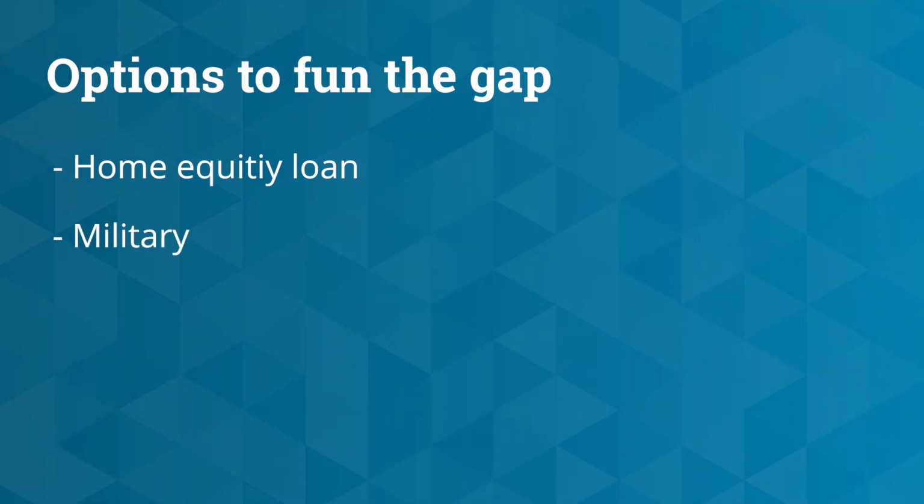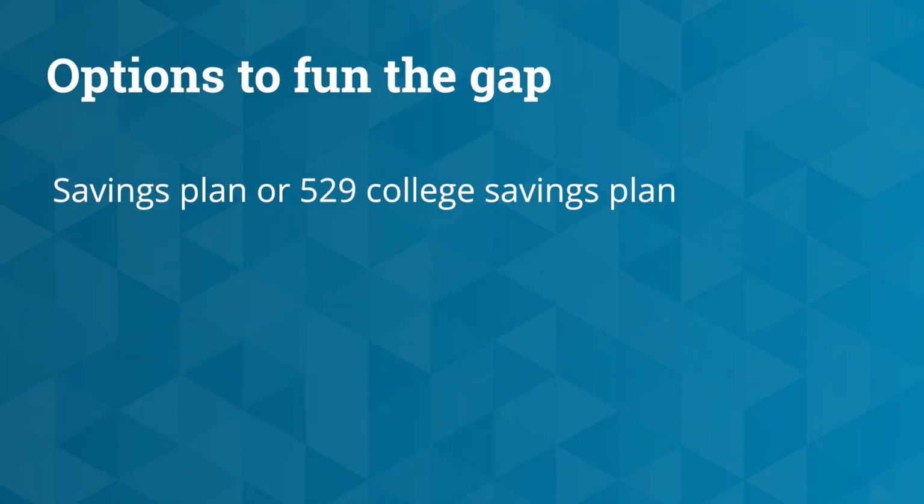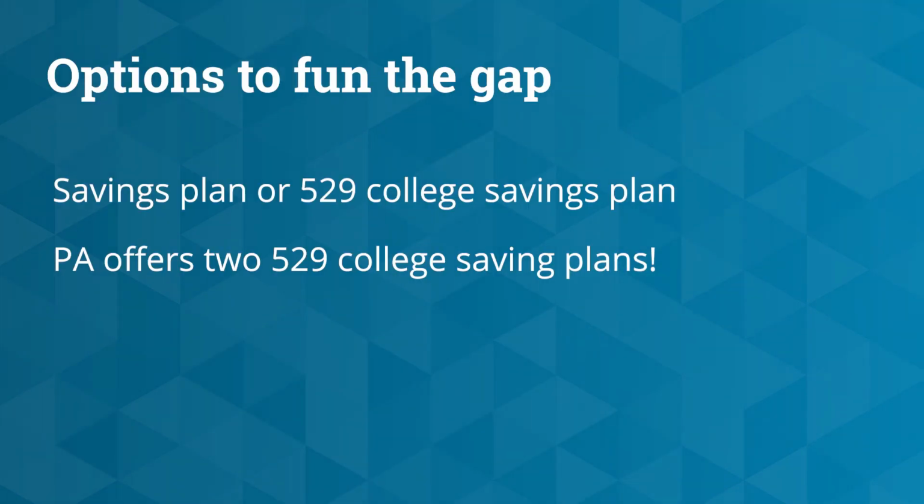If you are interested in the military, there are some educational benefits that are offered from the military. And if you are a veteran, you may be able to transfer some of your educational benefits to a spouse or a child who is attending post-secondary education. Another option could be a savings plan or a 529 college savings plan that you set up. If you do not have a 529 college savings plan, it's not too late to set one up, even if the student is starting college. There could be some other cost savings and benefits you can use in meeting educational expenses. Pennsylvania offers 2 529 college savings plans. You can contact the Pennsylvania Treasury Department to learn more about these plans. These are some options you can consider in meeting the gap.